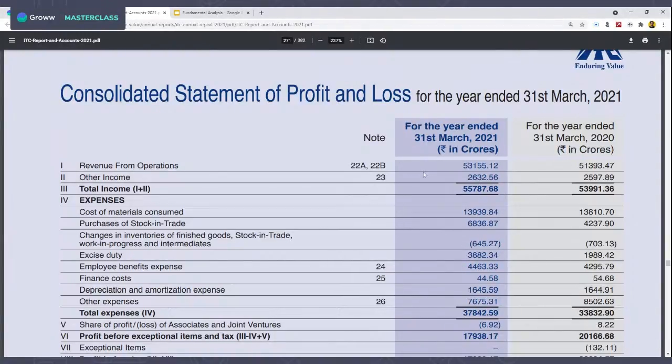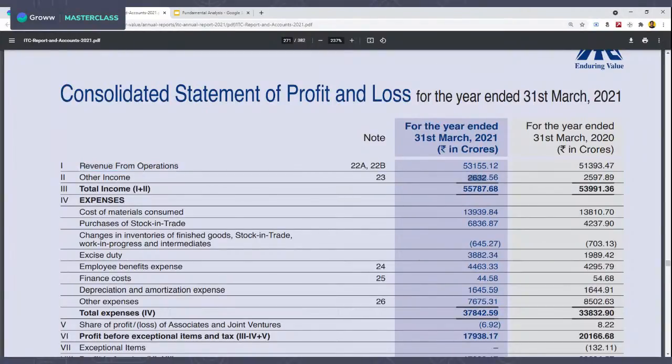So this is in crores. Now, if you look at revenue from operations, what does it mean? It basically means the money that they make from doing their main core business. So revenue from operations is 53,155 crores. That's the first thing you see.